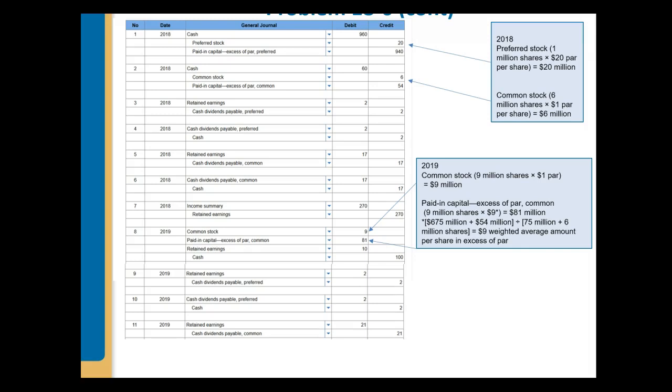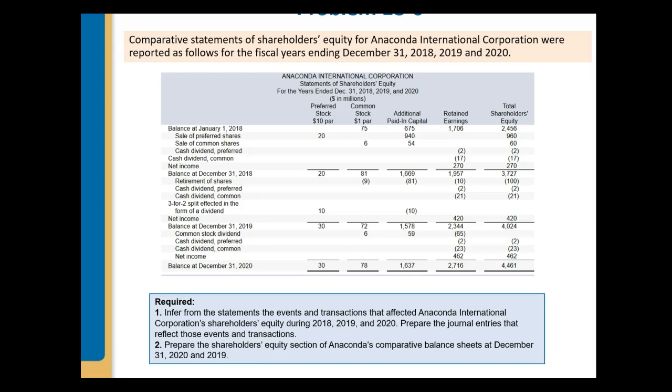The second transaction is for the issuance of common stock. We would debit our cash for $60. We would credit the common stock for par, $1 par at $6, and credit paid-in capital in excess of par for $54. If we go back here and look, you'll see in 2018 the shares of common stock, 6, and additional paid-in capital of $54.